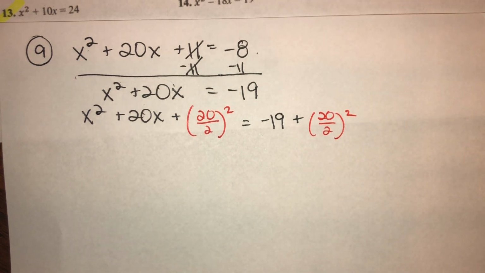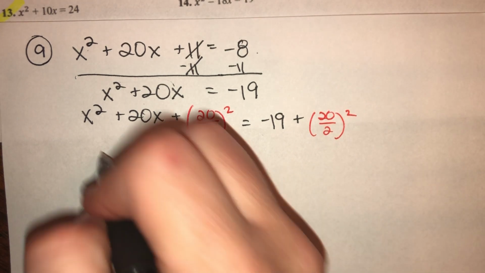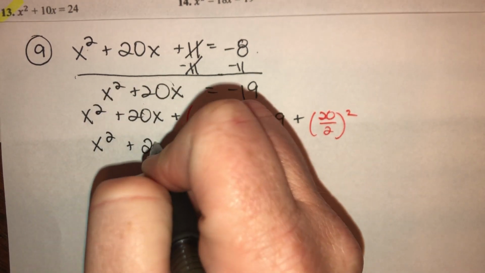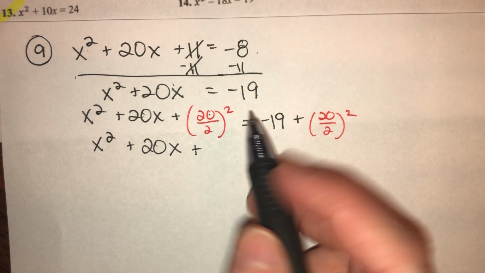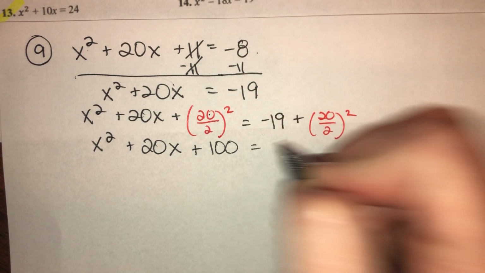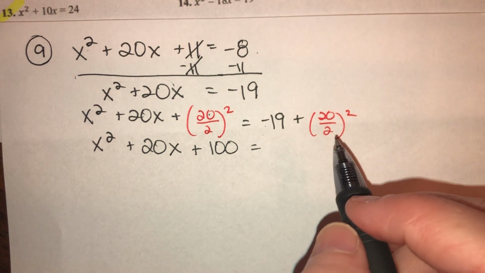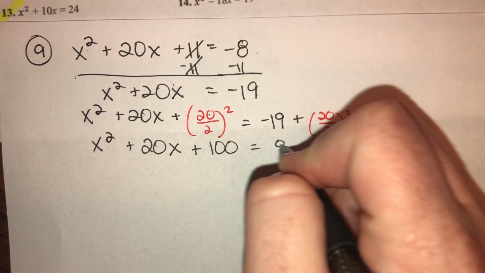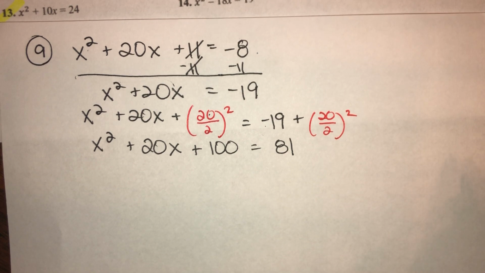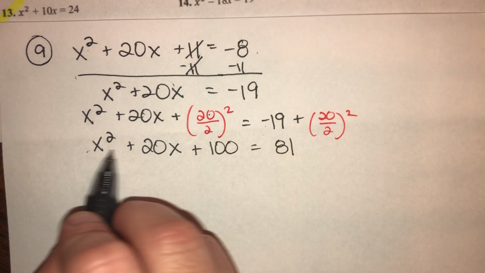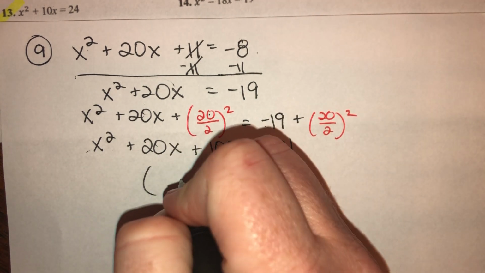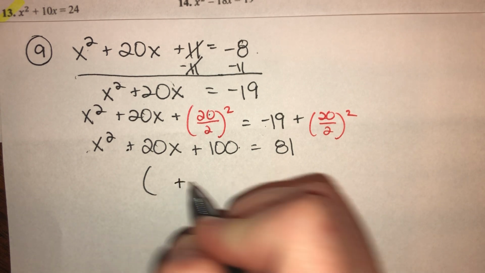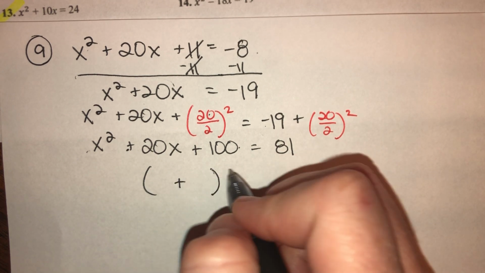Okay, so far so good. So now I can simplify. X squared plus 20x plus 20 divided by 2 is 10. 10 squared is 100. Negative 19 plus 100 gives me 81, positive 81. And I know that 81 is a perfect square, so this is going to be an easy answer. So now this is a perfect square trinomial. That's what I got after I completed the square. So when I factor it, there's a plus sign here, so there's going to be a plus sign in my binomial.